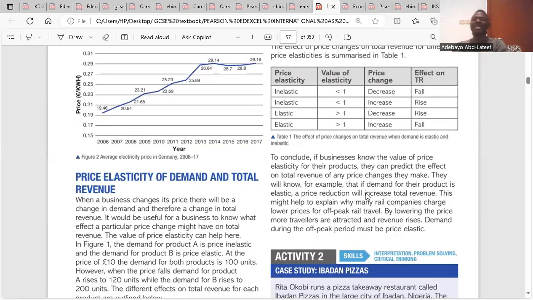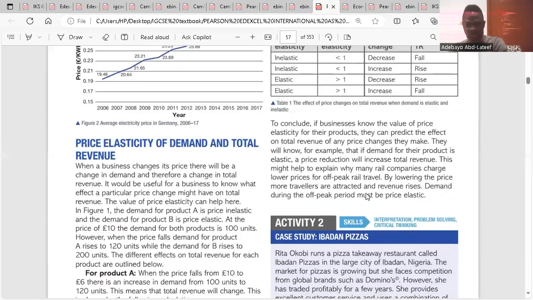Then it takes us to PED and total revenue. We know total revenue to be price multiplied by quantity demanded or quantity sold. So when the business changes its price, there will be a change in demand and therefore a change in total revenue. It will be useful for a business to know what effects a particular price change might have on total revenue. The value of price elasticity can help here.